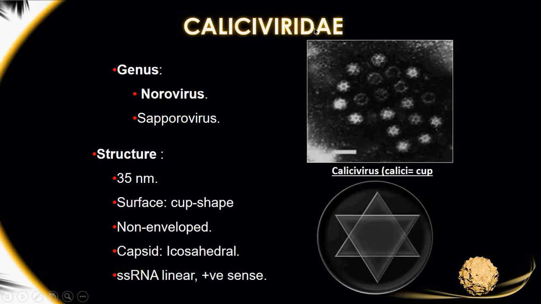The last group is known as the Caliciviruses. Calici means cup, and the genera include norovirus and sapovirus. They are small and look cup-shaped, and the capsid is icosahedral, but under the microscope it may look like the Star of David. They also encompass single-stranded RNA of positive sense.